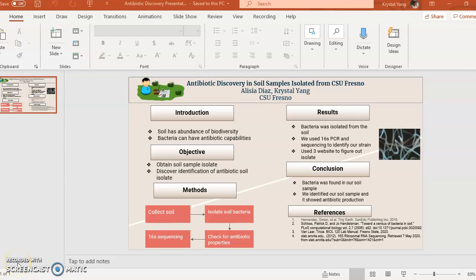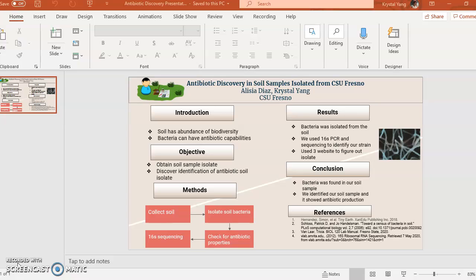Introduction. Soil has an abundance of biodiversity. A soil contains tens of thousands of bacterial species and billions of individual cells. Soil microbes evolve to adapt to their environment. They can synthesize biochemicals for bacterial warfare, signaling, or acquiring nutrients.